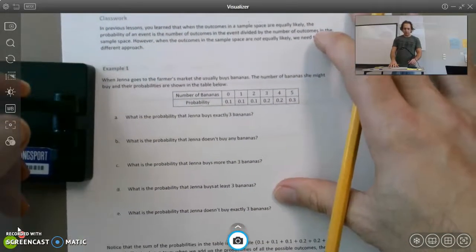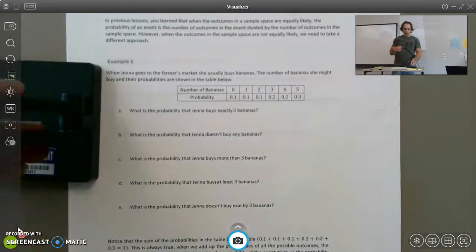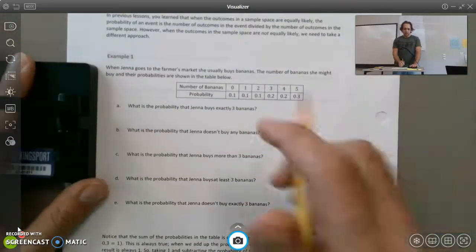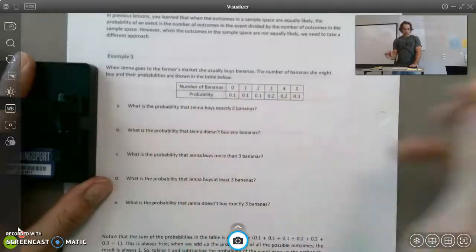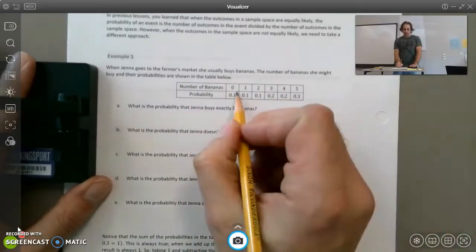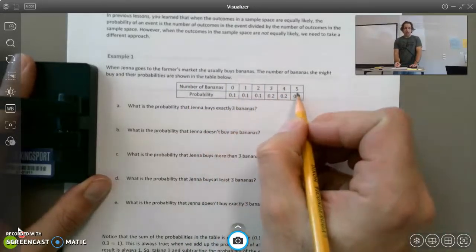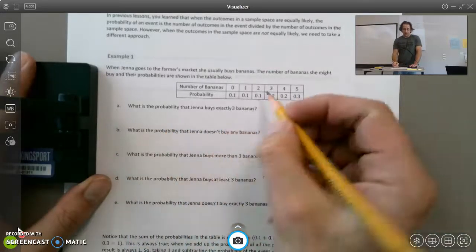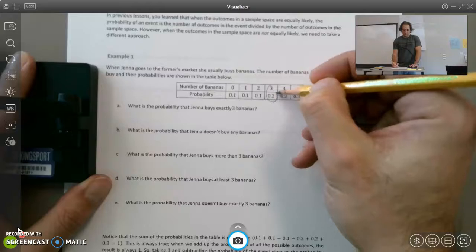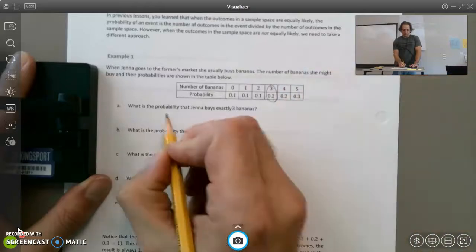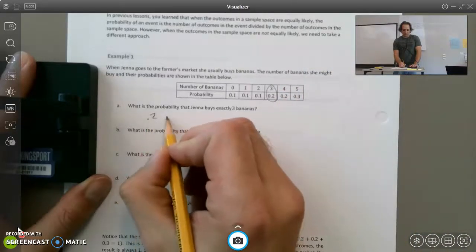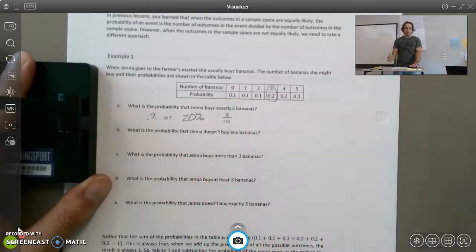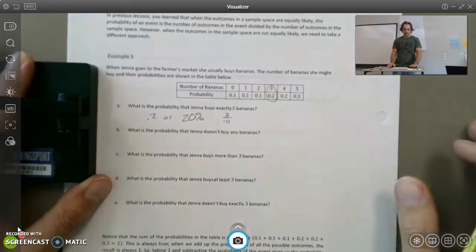not equal. So, for instance, you have a table here that tells us about Jenna's grocery store visits. When Jenna visits the farmer's market, not grocery store, this is the probability that she will purchase the following number of bananas. So, what's the probability that she buys exactly 3 bananas? Well, 3 bananas, 2/10, so 20%. You can say 2/10, or you can say 20%. We can say 2 out of 10, 1 out of 5. You can say it as a decimal, fraction, or percent.